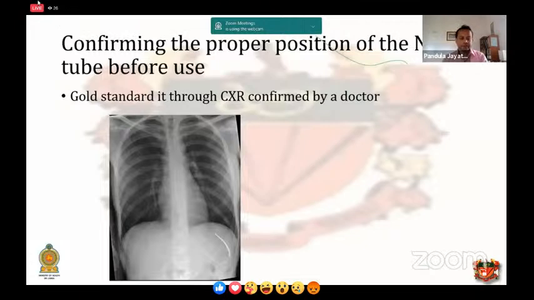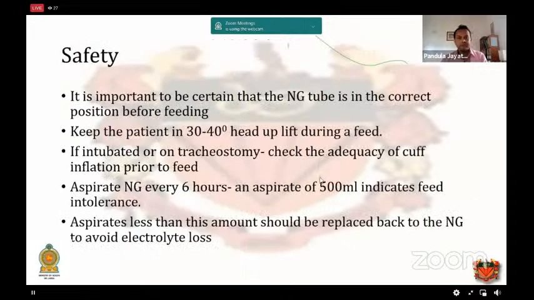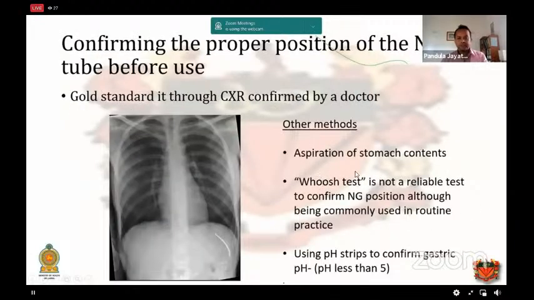So how to confirm the position? Yes, the chest X-ray is the gold standard, and you have to see the tip of the tube within the stomach. And what are the other methods we use? Yes, you can aspirate the stomach contents, and a commonly used method would be the whoosh test. That is, you take about a 20 cc syringe and inject through the NG tube about 10 to 20 cc of air and auscultate over the stomach for the sound of the air passing into the stomach. So it's called the whoosh test.